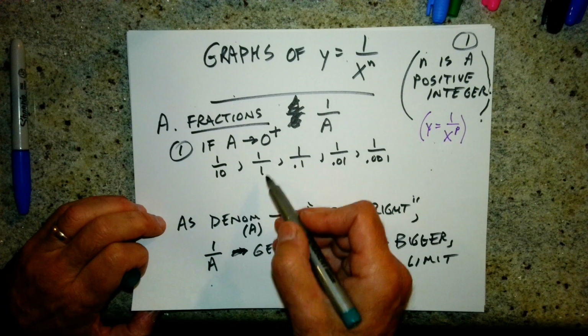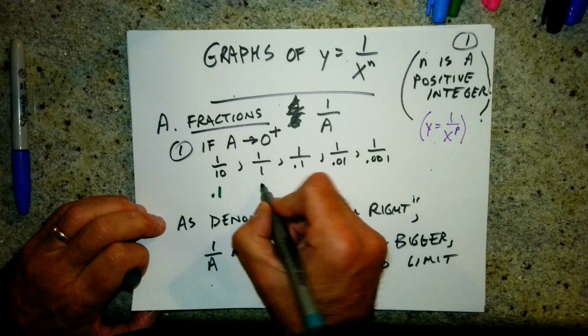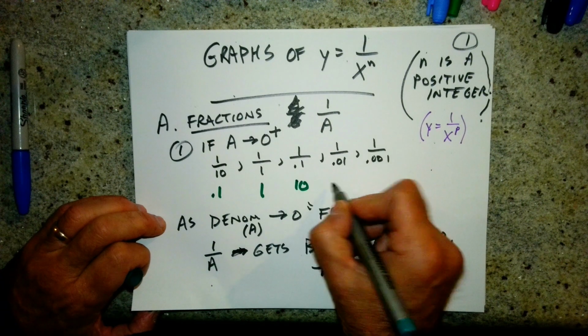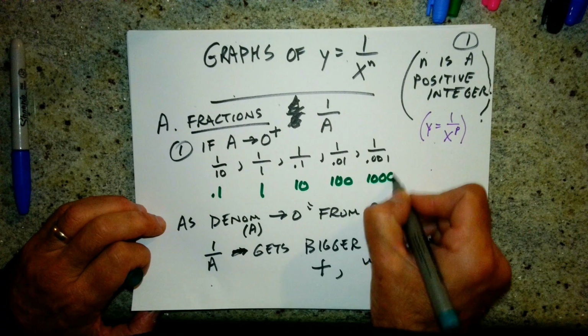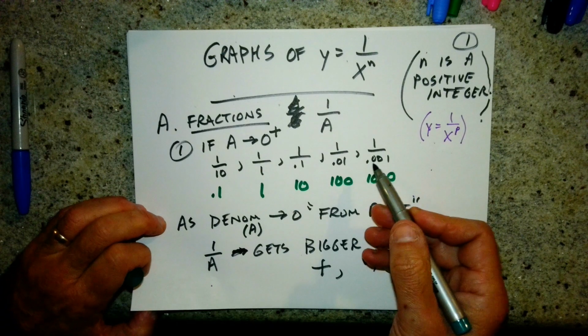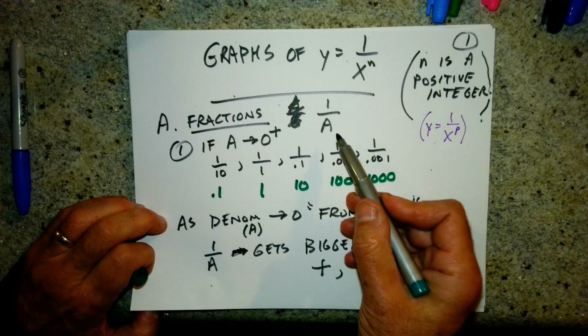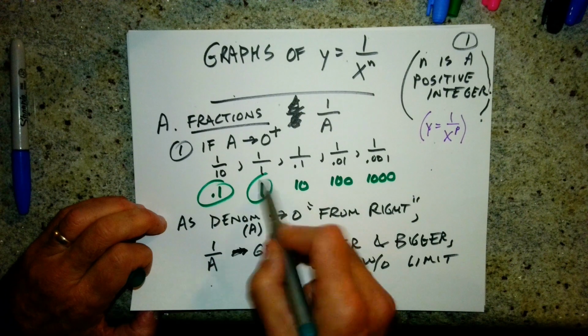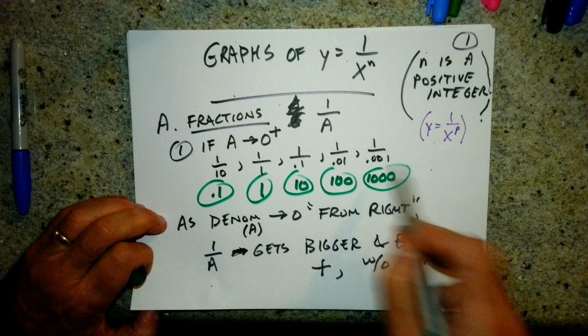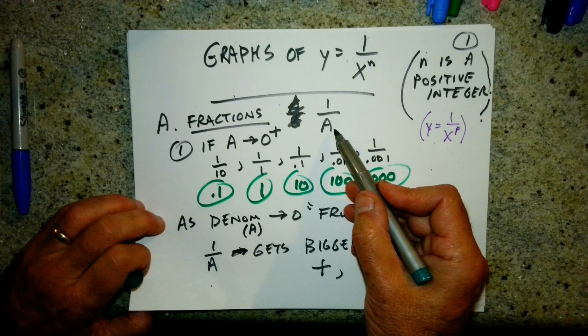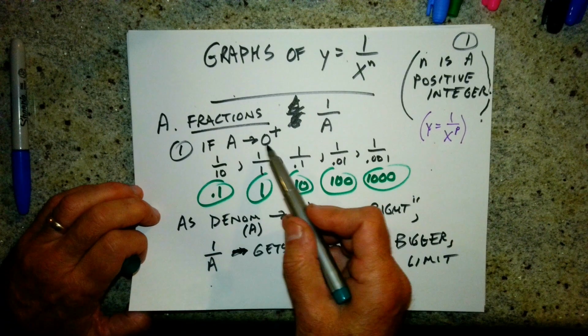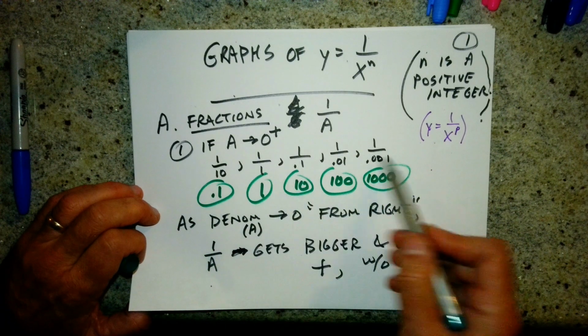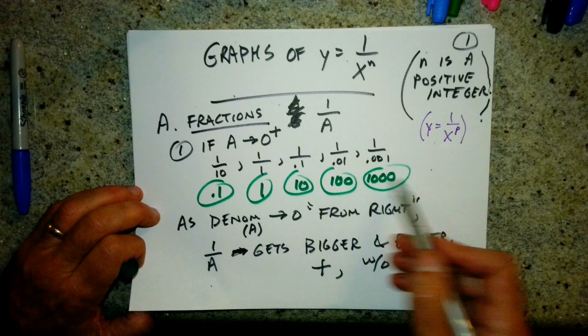So 1 over 10, 1 over, so this is 0.1, this is 1, this is 10, this is 100, and this is 1,000. So look what happens to the fraction as a whole if we let the denominator get smaller but keep the top constant. I said that wrong. So we're letting the denominator get smaller, get closer and closer to 0 and positive. The fraction as a whole gets bigger.